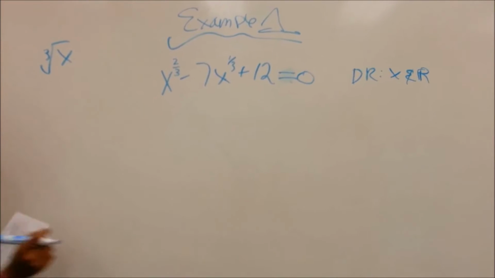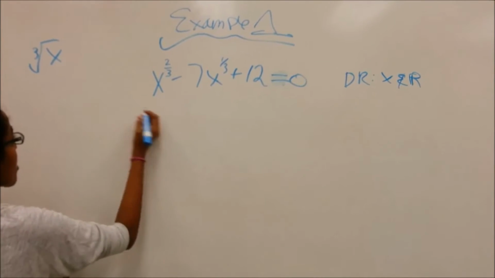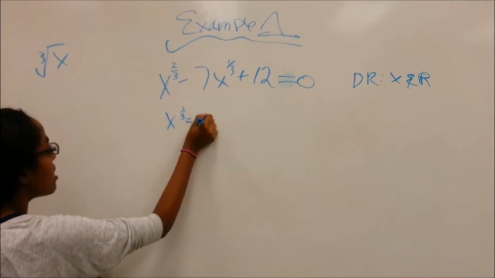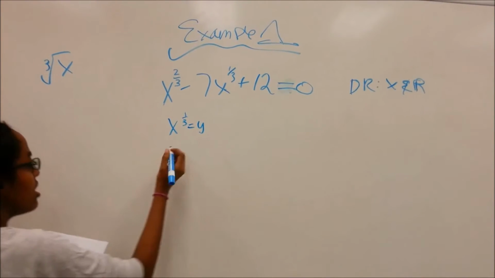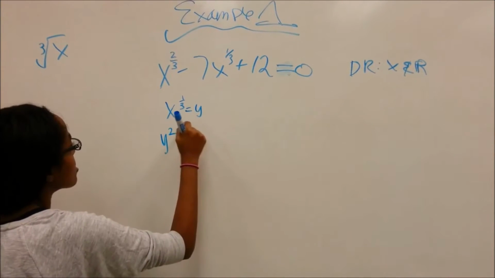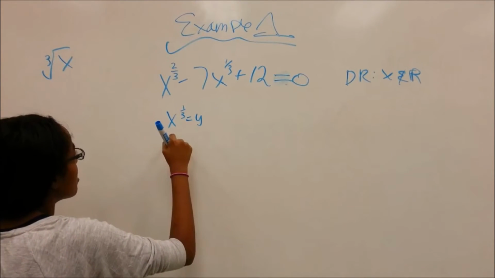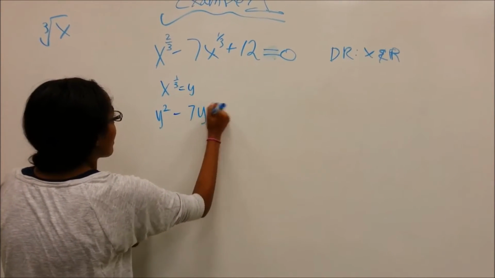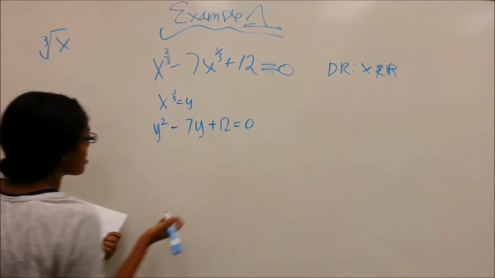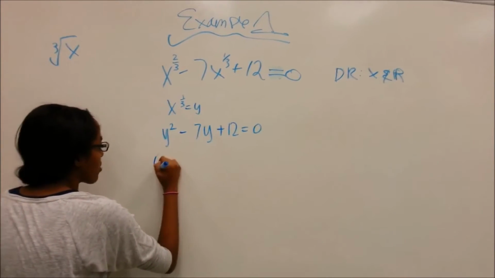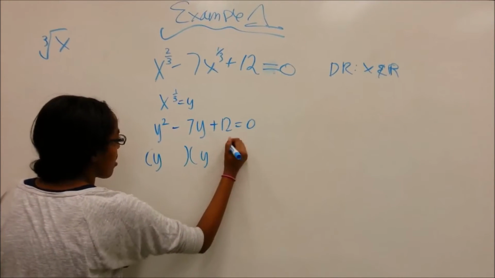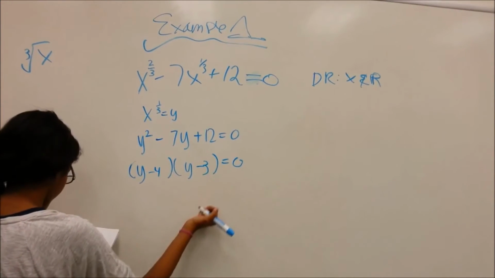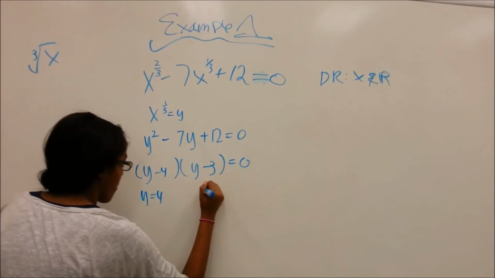reals. To solve this problem, we can use substitution, and we can make x to the 1/3 y. So we just plug it in. So it's y squared, because x to the 1/3 squared is x to the 2/3, minus 7y plus 12 equals 0. And this is just a simple quadratic equation that you can solve by factoring. That's going to be y minus 4 and y minus 3. So y equals 4 and y equals 3.